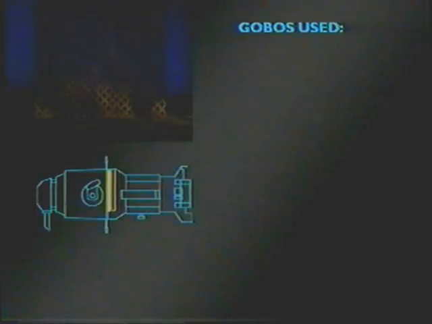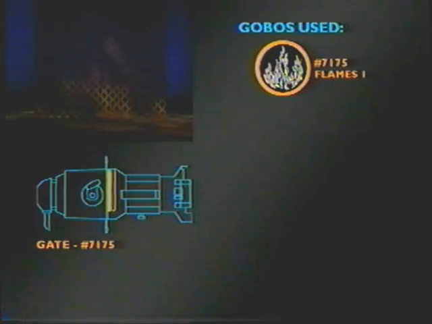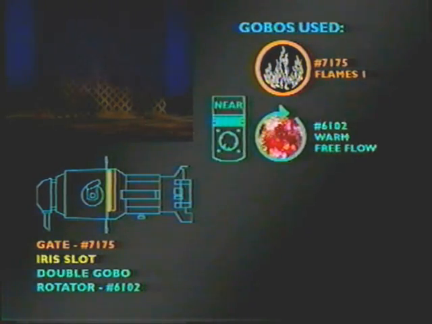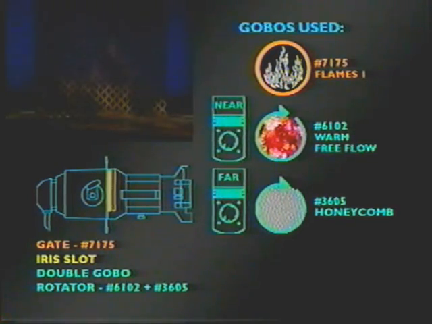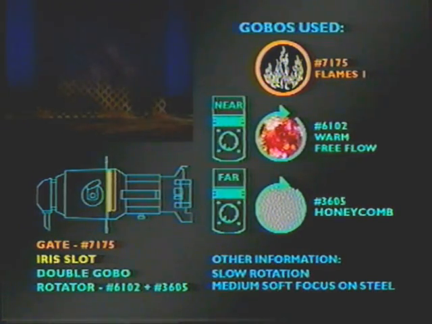For this fire effect, use steel pattern 7175 flames in the gate of the fixture. A colorizer creates the flickering color changes, and image glass animates the flames. In the near wheel of the double gobo rotator, use colorizer number 6102 warm free flow. Image glass number 3605 honeycomb is in the far wheel. Adjust focus until the flames are soft but recognizable. Adjust speed and direction on the rotator to suit the intensity of the fire effect. Varying them will create dramatically different results.